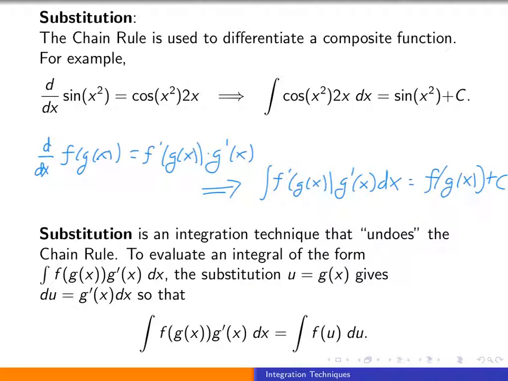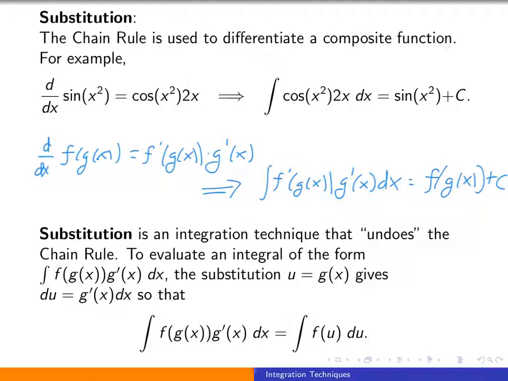Substitution is going to be an integration method that undoes the chain rule. And typically what we're going to want to do is evaluate integrals of this form, f of g of x times g prime of x. So this is something that looks like it has been differentiated with the chain rule. The key observation to make here is you see this function g of x and its derivative appearing outside. So you have that function derivative pair appearing inside the integral. In this case, the substitution u equals g of x is going to transform this maybe difficult looking integral into a simpler, easier to evaluate integral.